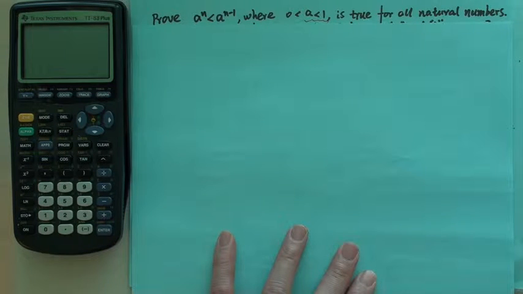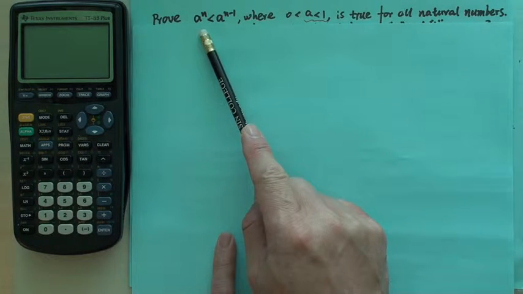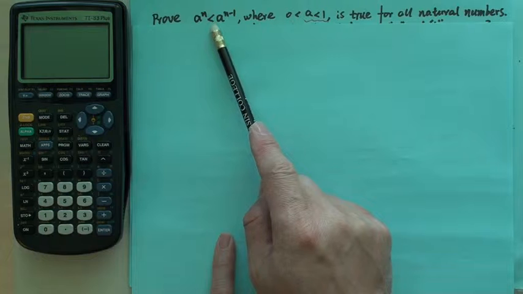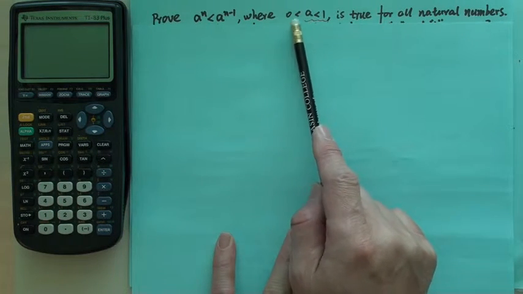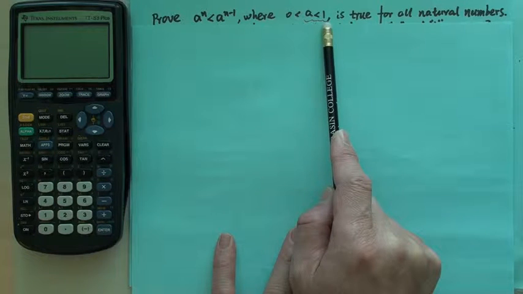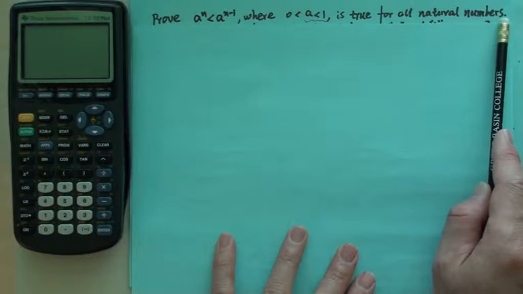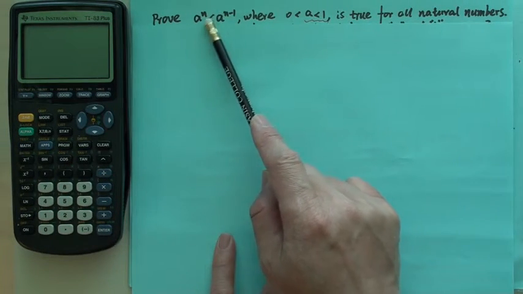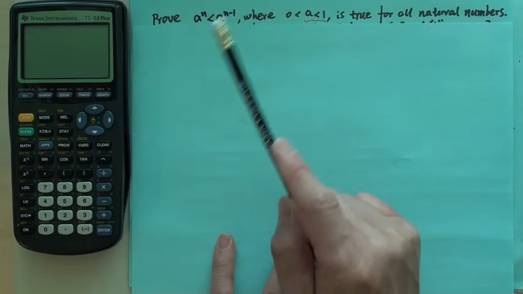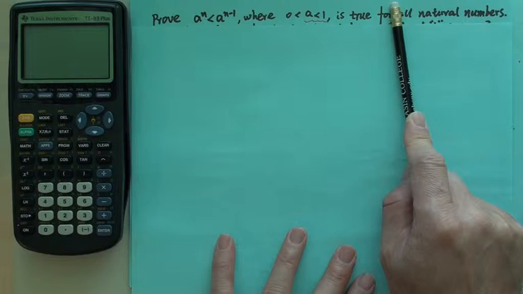In this lecture, we need to use mathematical induction to prove a^n < a^(n-1) if a is between 0 and 1. We want to prove this is true for all natural numbers. It means n can be 1, 2, 3, 4, whatever. All natural numbers.